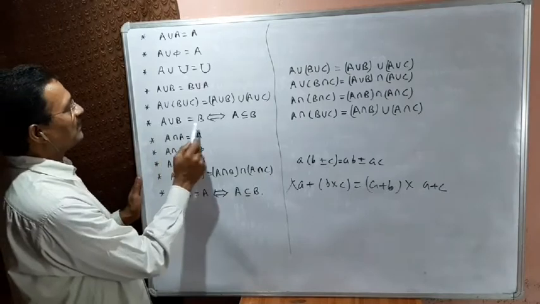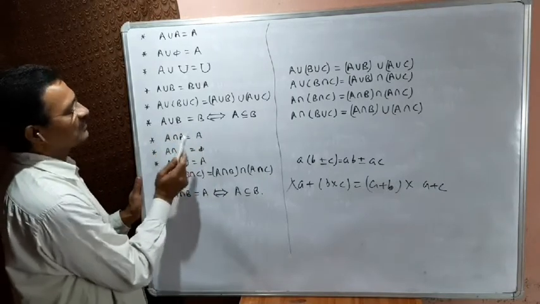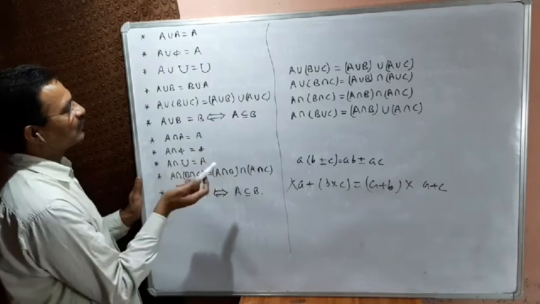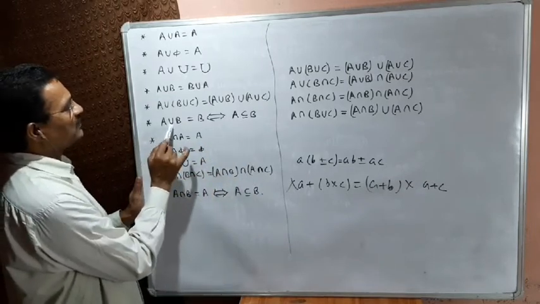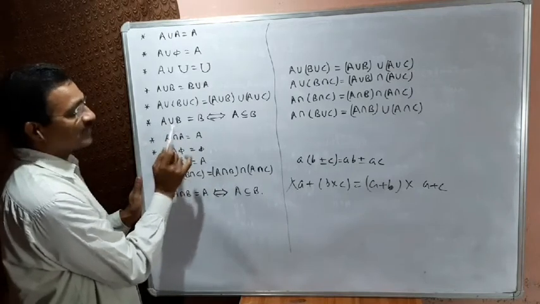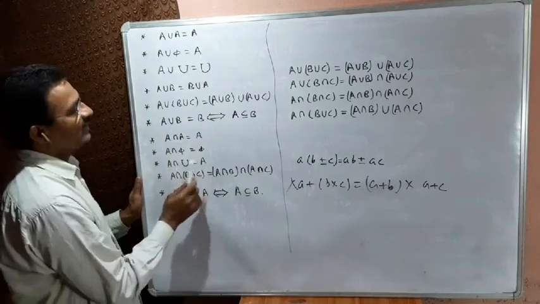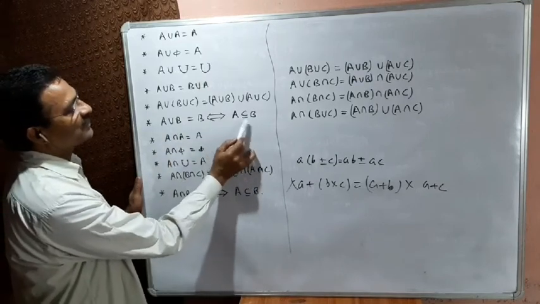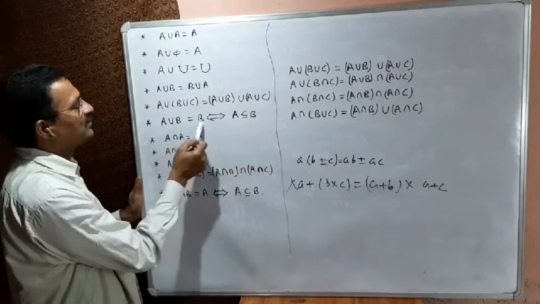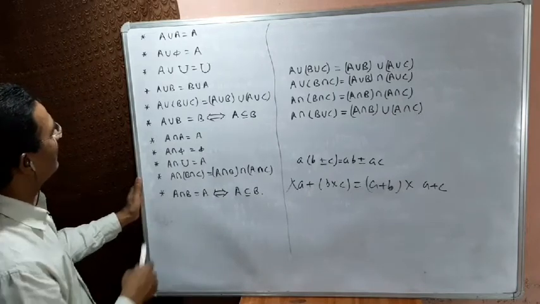A union B equals B. I have just written a result. If A union B equals B, this implies A is a subset of B. You can conclude that if A union B is equal to B, it means all the elements of A are also elements of B. Only then will this be equal to B. In return, if A is a subset of B, then in reverse, this implies A union B will be B. Just justify this result in your mind.